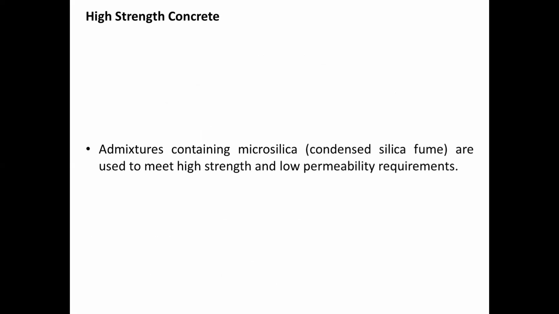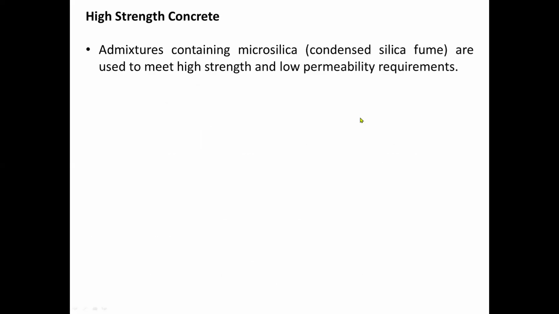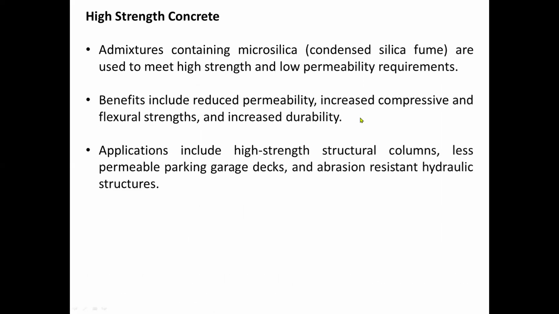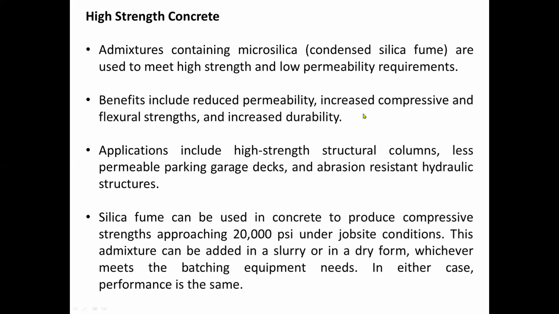Then high-strength concrete again, admixtures containing microsilica, or what we call also condensed silica fume, are used to meet high strength and low permeability requirements. Benefits include reduced permeability, increased compressive and flexural strength, and increased durability. Applications include high-strength structural columns, less permeable parking garage decks, and abrasion-resistant hydraulic structures. It can be used in concrete to produce compressive strength approaching 20,000 psi under job site conditions.